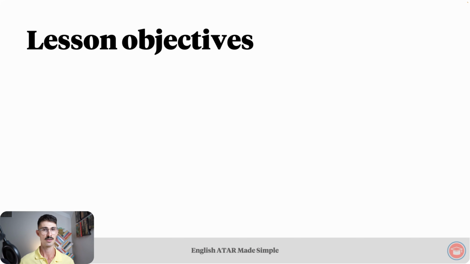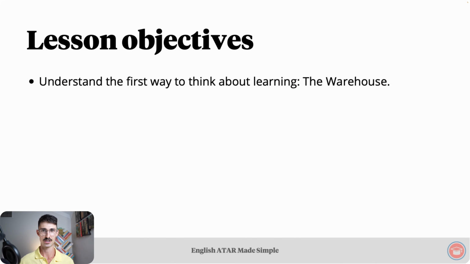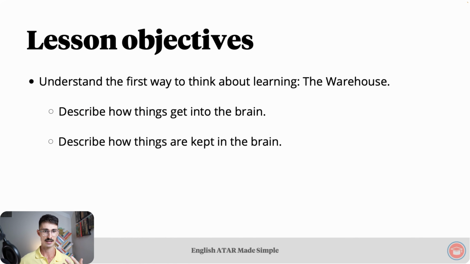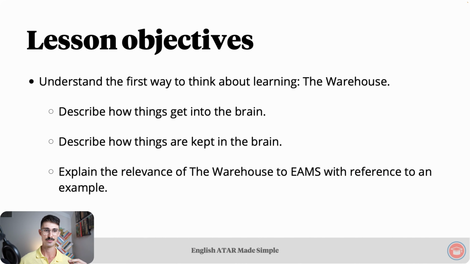Lesson objectives. What are we going to do in this lesson? Firstly, we'll understand the first way to think about learning, something that we can just refer to as the warehouse. Then we'll describe how things get into the brain. After that, we'll describe how things are kept in the brain. Then we'll explain the relevance of the warehouse to English ATAR Made Simple, this course, with reference to an example.